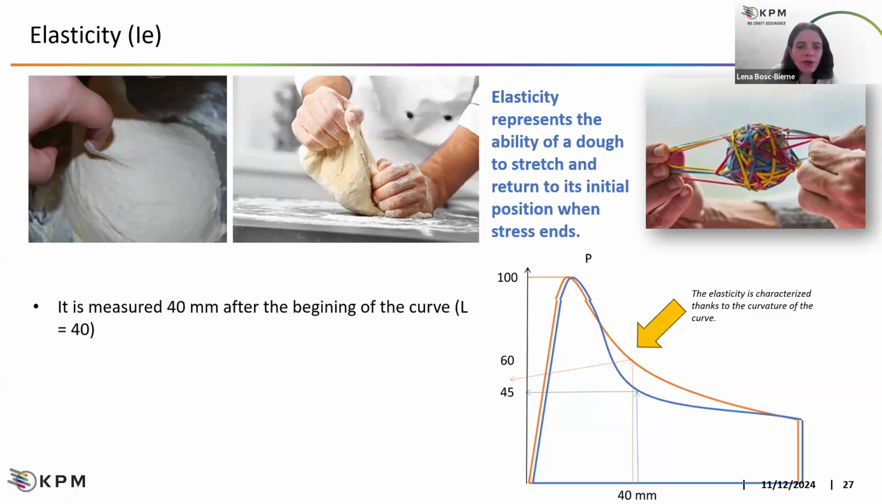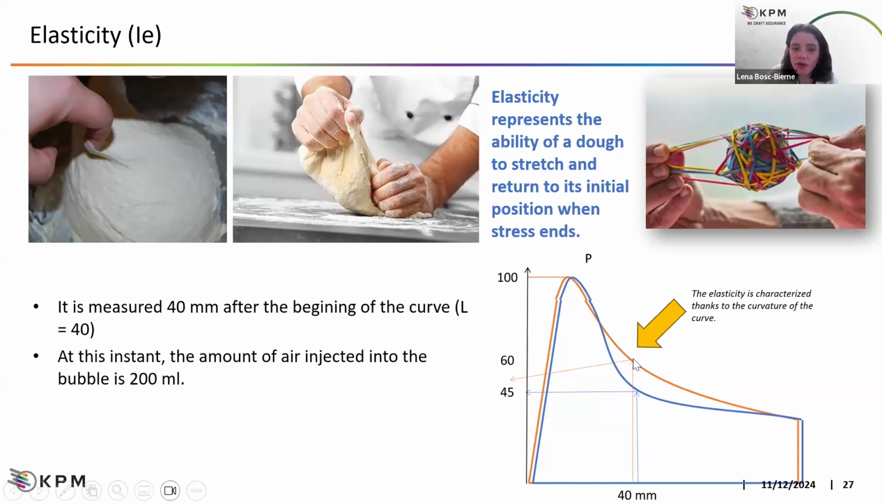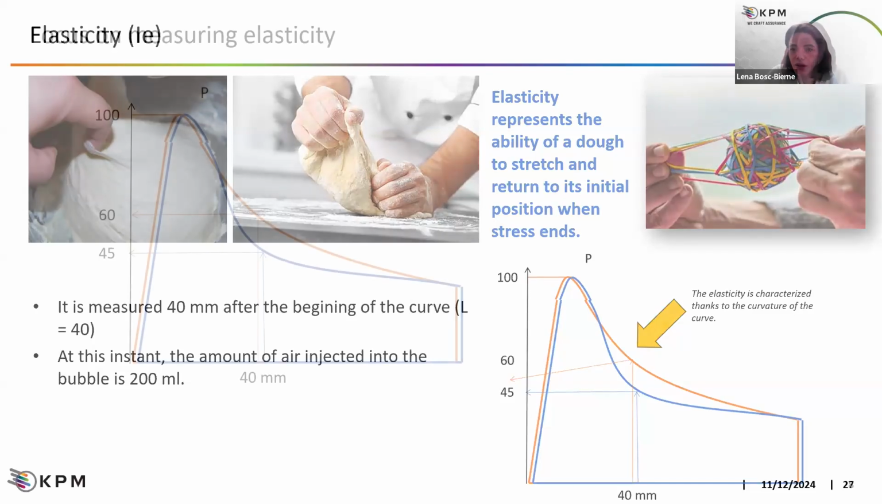So with a little bit more numbers, basically it is measured precisely 40 millimeter after the beginning of the curve. So we take 40 millimeter and we measure the pressure. At this moment, the amount of air injected into the bubble is always 200 milliliter because we work at constant airflow. We know that at 40 millimeter, we have injected 200 milliliter of air, always.